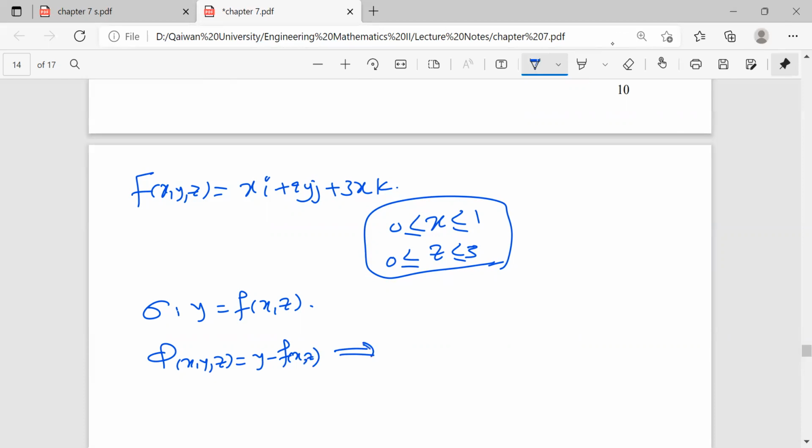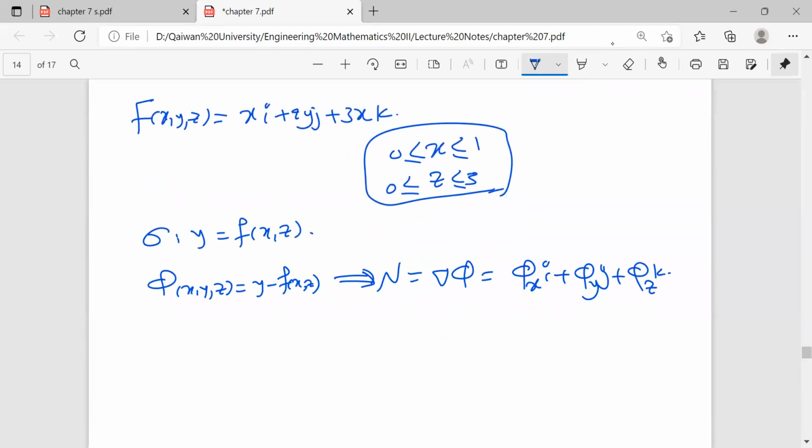And so here we find n equals grad phi, which equals phi sub x i plus phi sub y j plus phi sub z k. Here we find this is a constant function. And here phi sub x and phi sub z are 0 because we have no x and z in the function. But phi sub y is 1. So n is only j. This is 0 and this is 0 also. And we just get 1 for phi sub y. We multiply it by j, we get j. This is n. And we have F also.